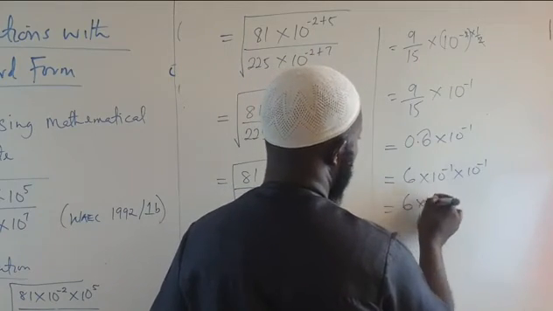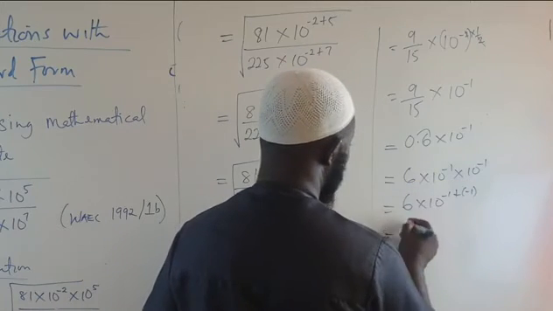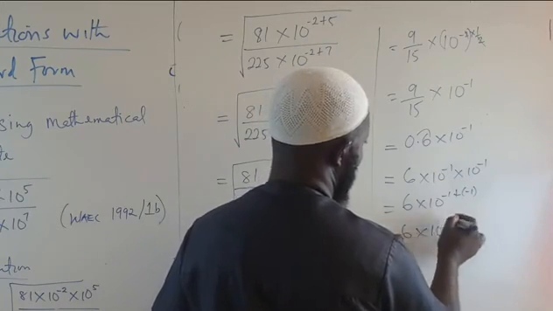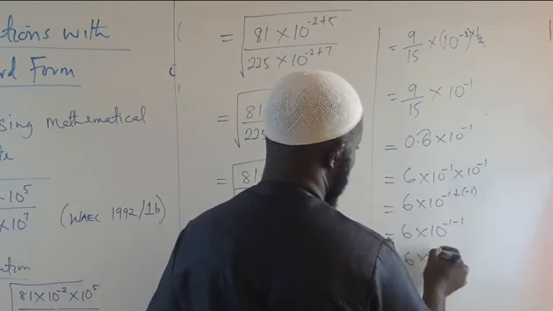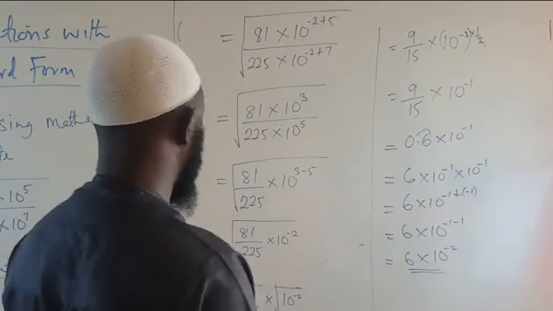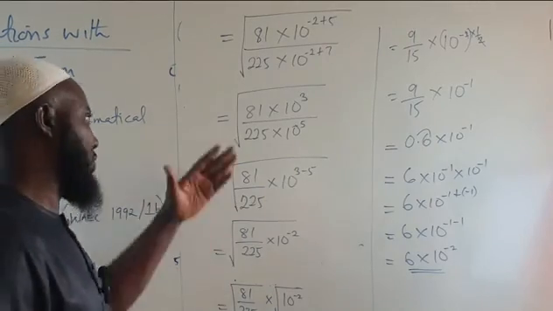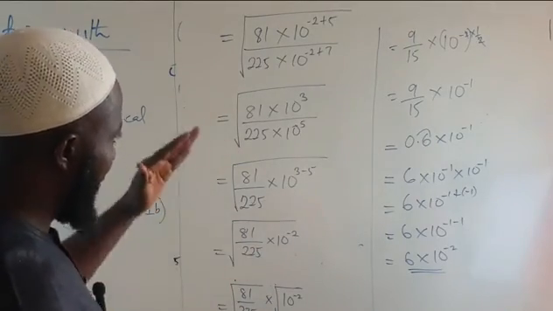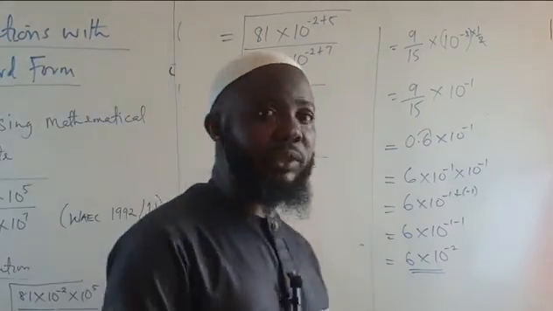That will be 6 multiplied by 10 raised to the power minus 1 plus minus 1, which will be 6 multiplied by 10 raised to the power minus 1 minus 1. That is 6 multiplied by what? 10 raised to the power minus 2. You can see this is long, but it's not long. It's just because of the way I explain it, so that I will not miss any. That's why I have to break everything down one by one. So that is that on the standard form for this level.